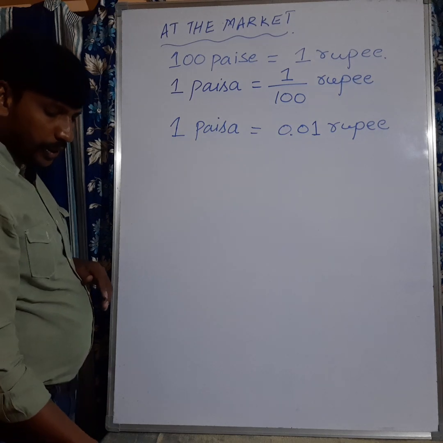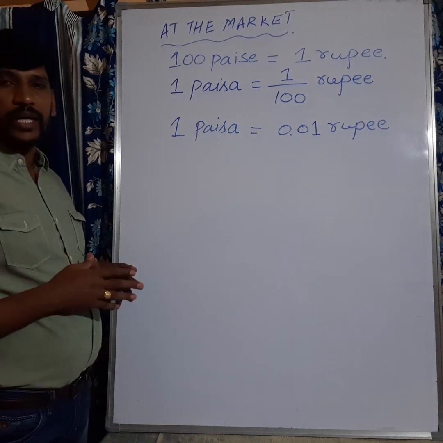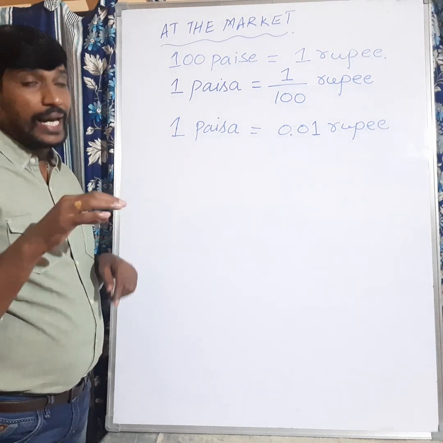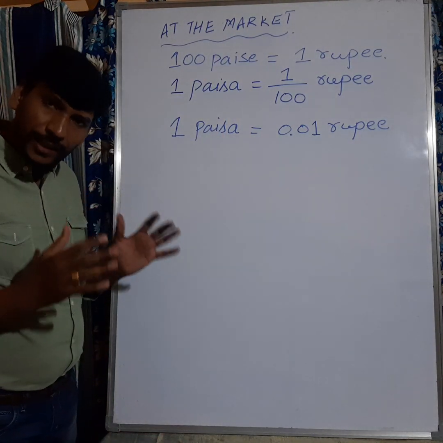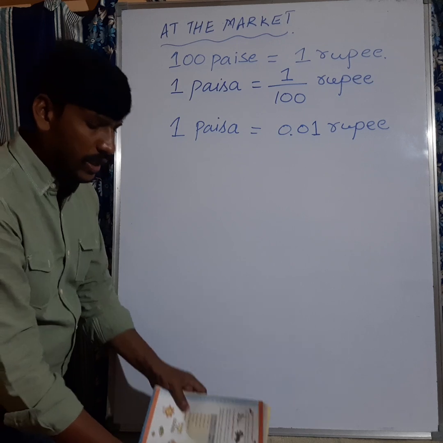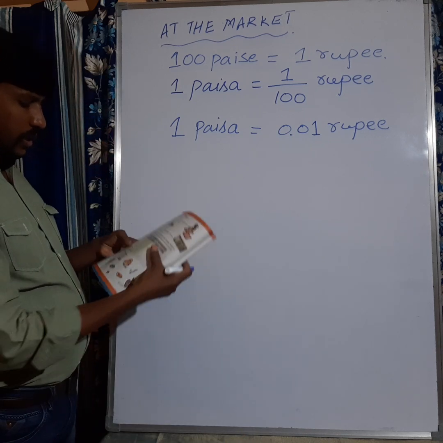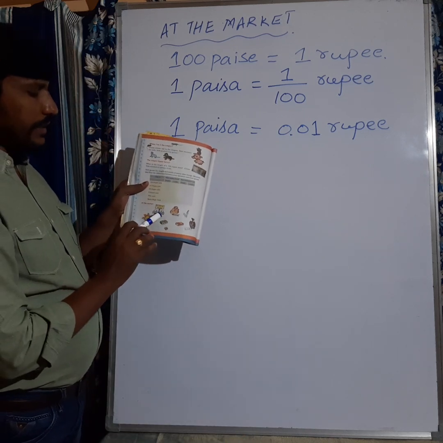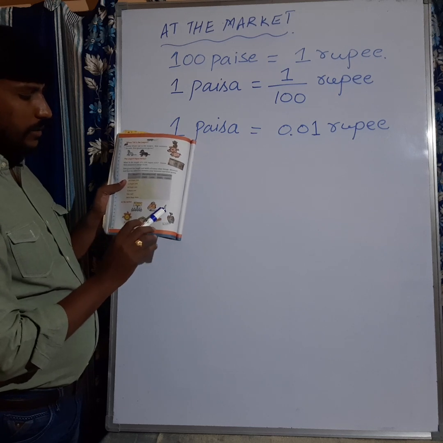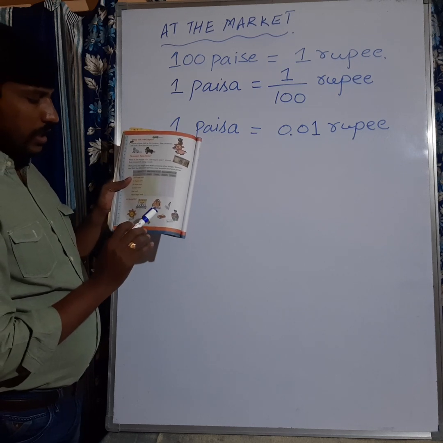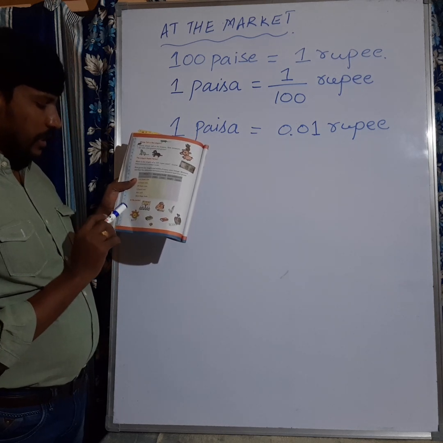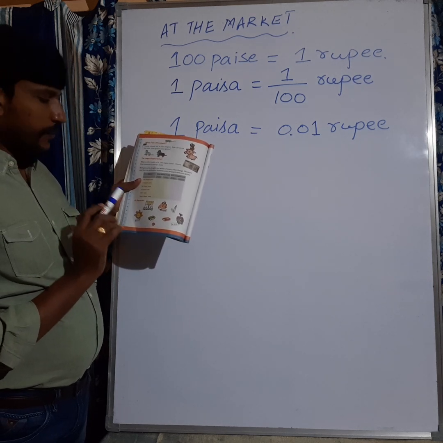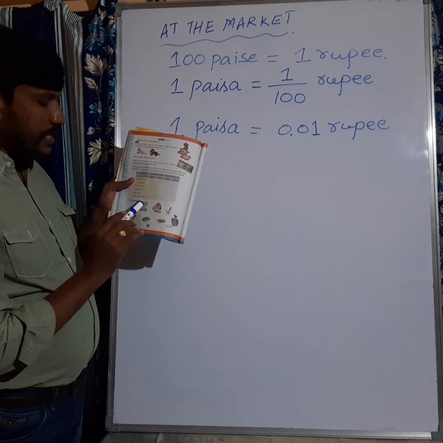Now all of you open your textbook, page number 138. I think you are observing that at the market they are showing some items. See here, some items in that: eggs, handbag, pen, chappal, matchbox, soap, and this I think is oil. Okay. Now they have given some costs also.